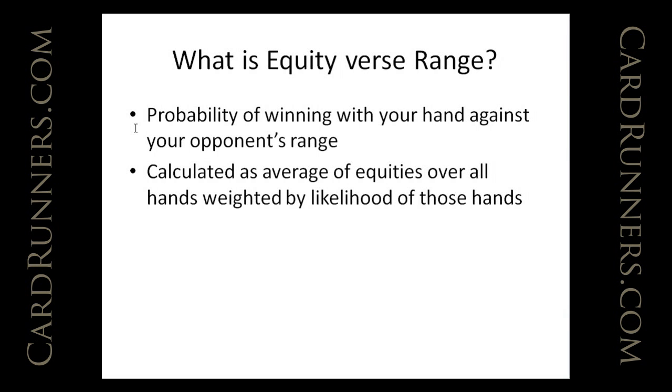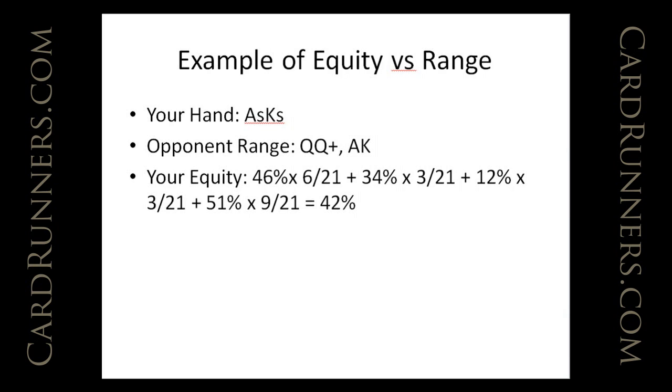Equity versus range is how likely you are to win with your hand against your opponent's entire range of hands, rather than thinking about individual hands within that range. And you calculate it as a weighted average. So you take your equity against each hand in his range and weight it by the likelihood that he holds that hand from a hand combination perspective. That may sound like a mouthful, so let's get right to an example.